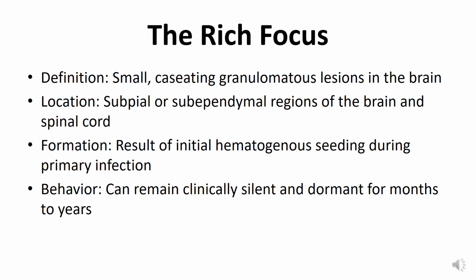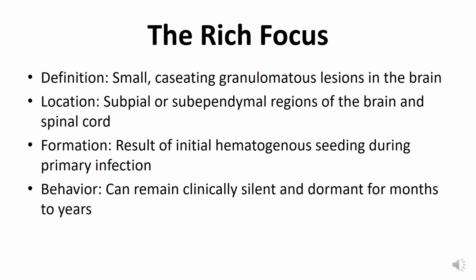One of the most important concepts in the pathogenesis of central nervous system tuberculosis is the Rich focus. Understanding this structure helps explain how a lung infection can eventually lead to serious disease within the brain and spinal cord. So, what exactly is a Rich focus? A Rich focus is a small granulomatous lesion formed by Mycobacterium tuberculosis within the central nervous system.